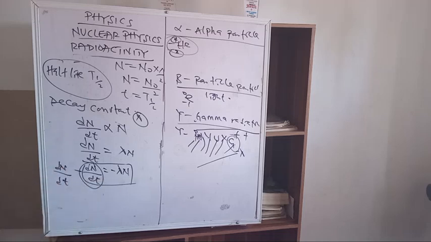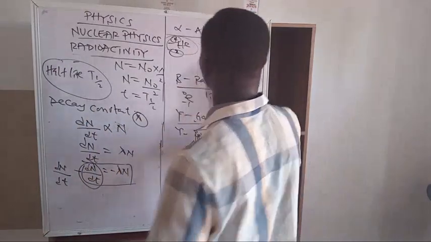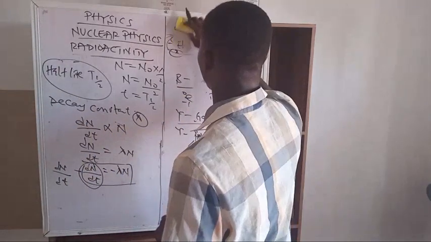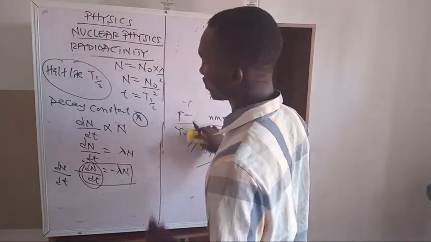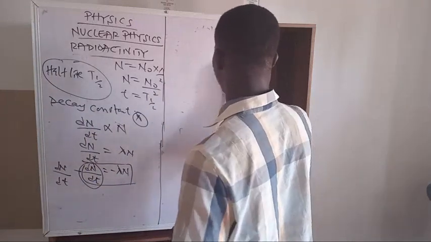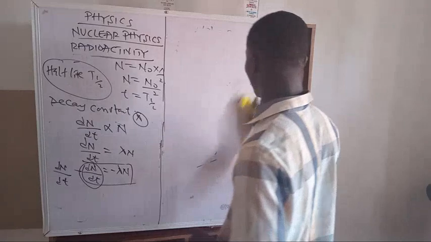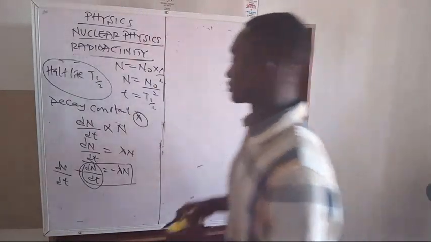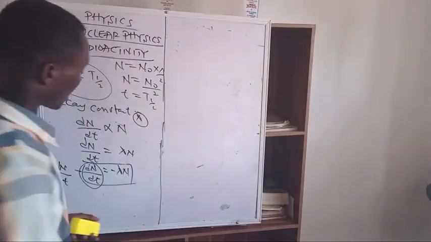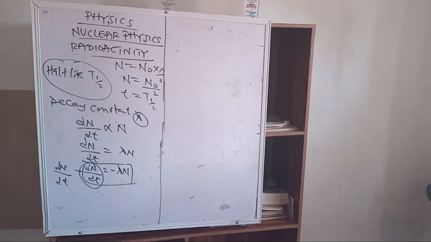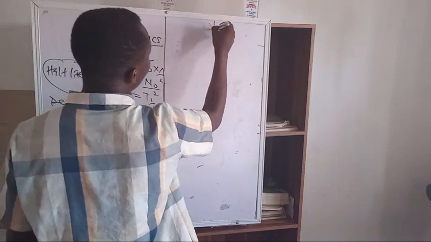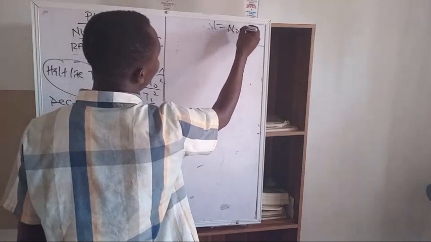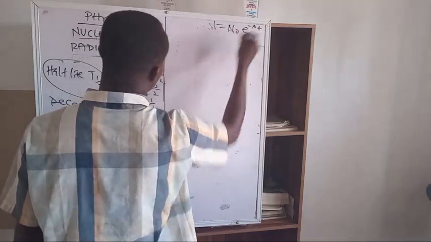So this is what the law of radioactive decay says: the rate of disintegration per second is directly proportional to the number of atoms of the element remaining. So for that, our dN over dt is equal to minus lambda N. If that is the case, we are going to look at how to use that to prove our value for N, because your N is supposed to be N naught e to the power of minus lambda t. So let's prove that.